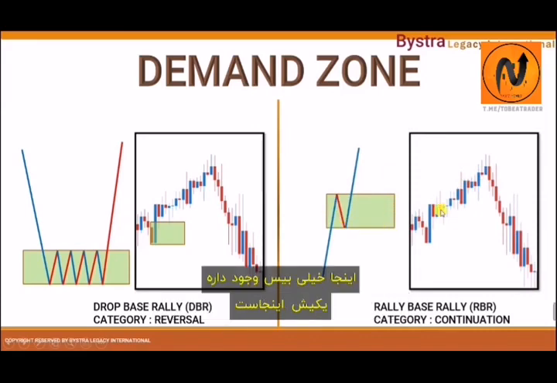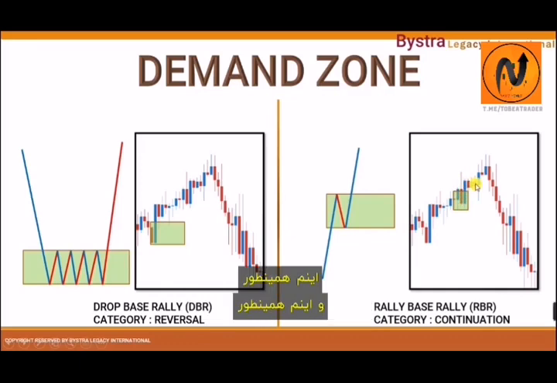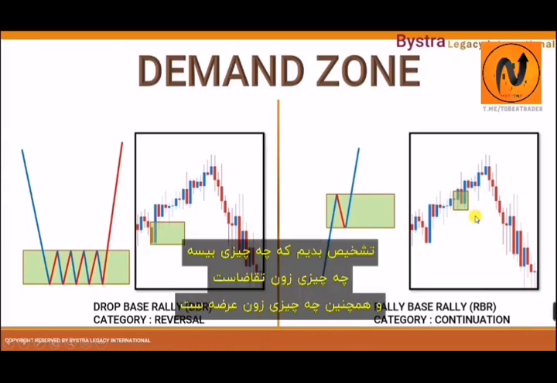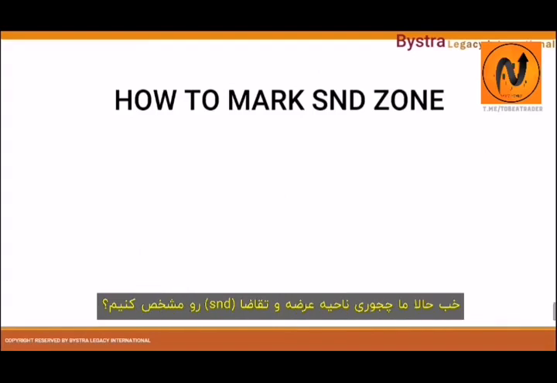Here there are a lot. One of them is here. Okay, Rayleigh-based Rayleigh. This can be Rayleigh-based Rayleigh, and this, and this as well. The most important part is that we can identify which is the base, the demand zone, and also the supply zone. So how do we mark the S&D?